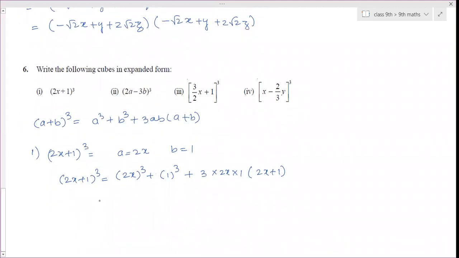So now expand it. 8x cube. 2x whole cube means the cube of 2 also. 8x cube plus 1 cube is 1 plus 3 into 2x is 6x into bracket 2x plus 1. So 8x cube plus 1 plus 12x square plus 6x. So this is the expansion.